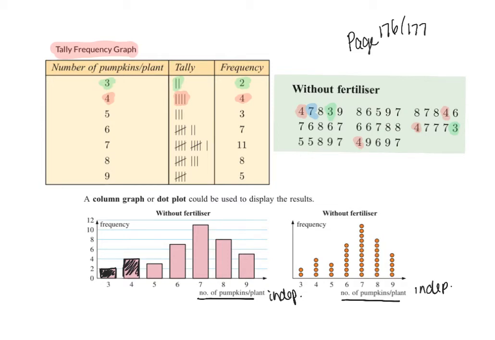As we look at this graph, we can deduce some information, which is what we're going to start to learn how to do. But just right away, we look at the most frequent number of pumpkins per plant, which was 7. But the most number of pumpkins per plant was actually 9. So we can find different information from this.